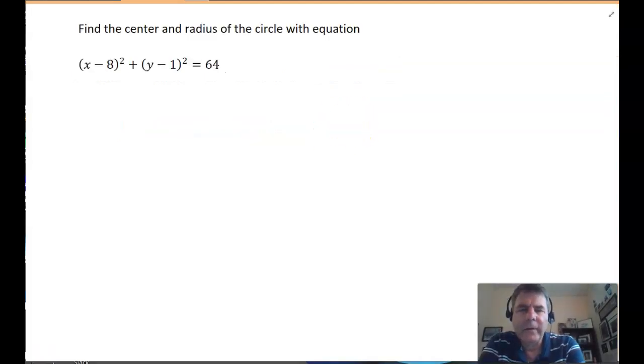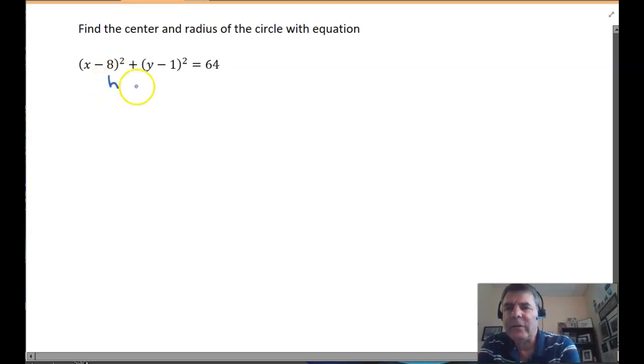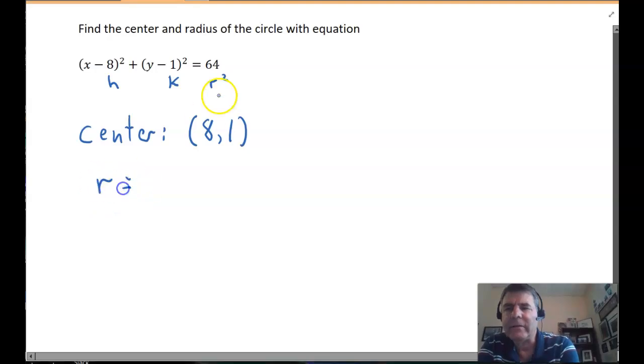Now let's go the other direction. If I have an equation, can I find the center and radius? Yes. Here is h, there is k, and that's r squared. So the center is at positive 8, positive 1, because remember h and k are always being subtracted, and the radius is the square root of this number, which would be 8.